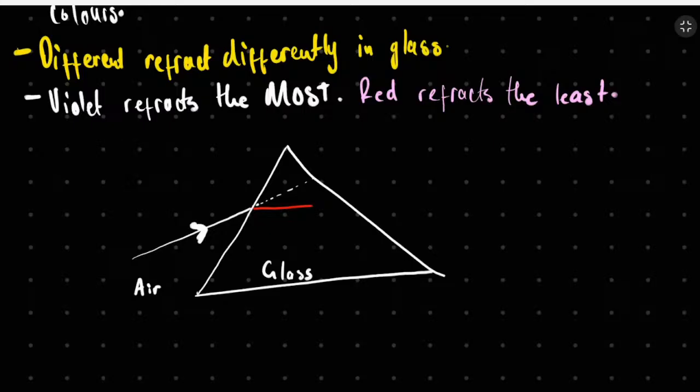You're going to see red like this. It bends like this. Then when it gets here, just like we already know, it bends again.